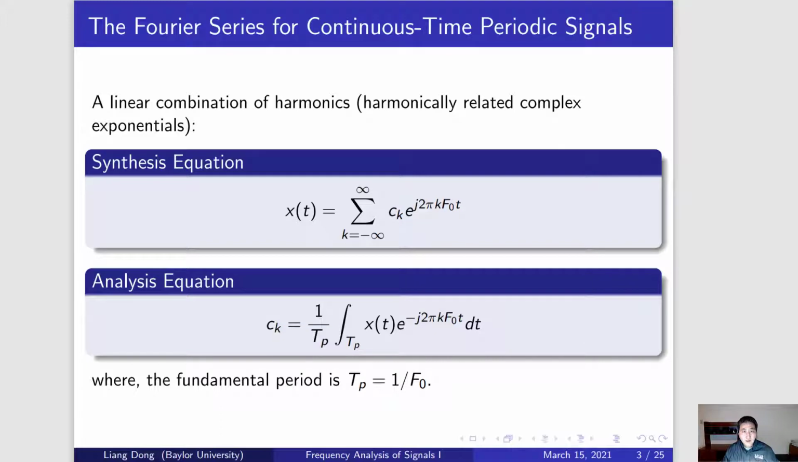Now we know a continuous time periodic signal with period T sub p can be represented as a linear combination of harmonics, which are those harmonically related exponentials. Exponential is a mathematical form to express cosine and sine functions. So in this case, as long as the function x(t) is periodic with a period T sub p, I can decompose it as a weighted sum of all these cosine and sine functions, those are the exponentials.